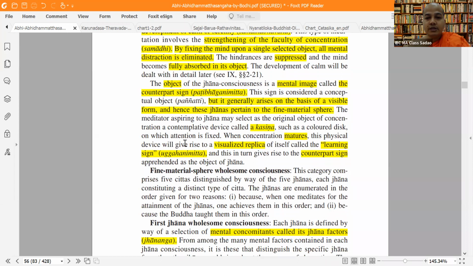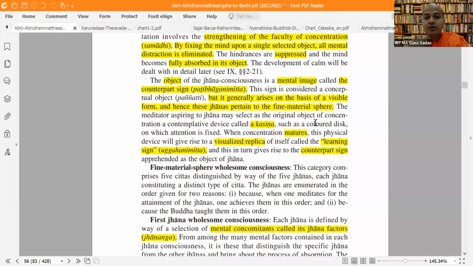This sign is considered a conceptual object, Panyati, but it generally arises on the basis of a visible form, and hence these jhanas pertain to the fine material sphere. For example, if you have an object of light, right? So light can be taken as an object. Now you can see light with your eyes. When you close your eyes, you visualize that. So your focus is only to that. In the beginning, you look at the light, right? So you have that image in your mind.